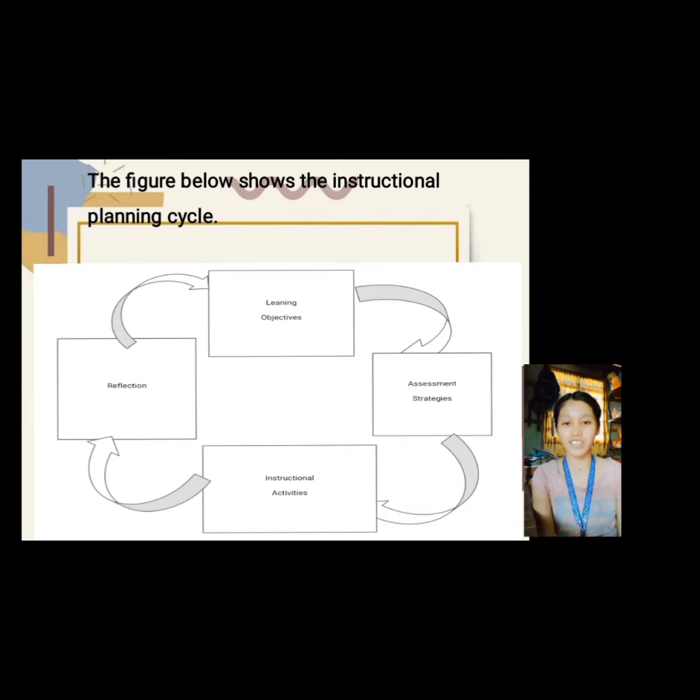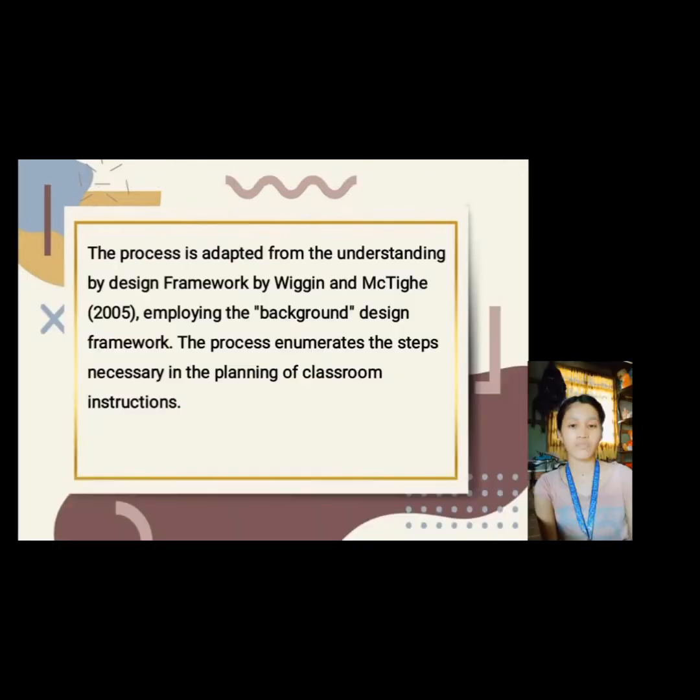First is the learning objectives. Second is the assessment strategies. Third is the instructional activities. And last is the reflections. The process is adapted from the Understanding by Design framework by Wiggins and McTighe. Employing the backward design framework, the process enumerates the steps necessary in the planning of classroom instruction.